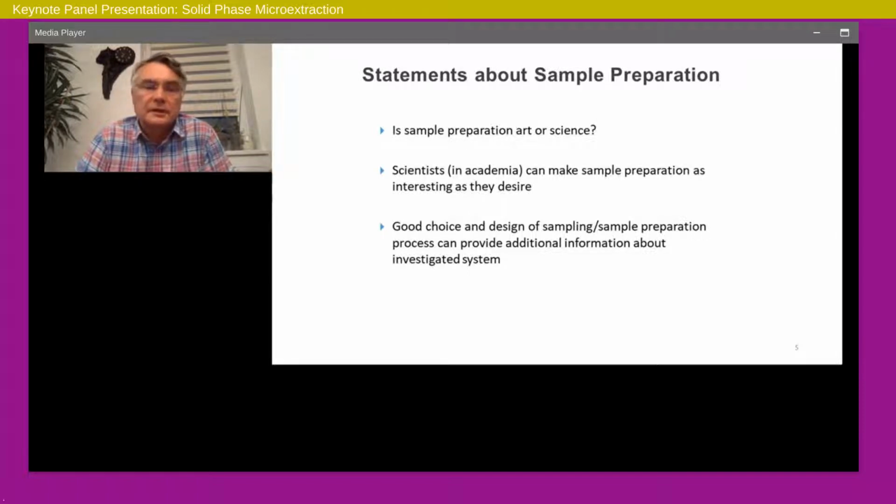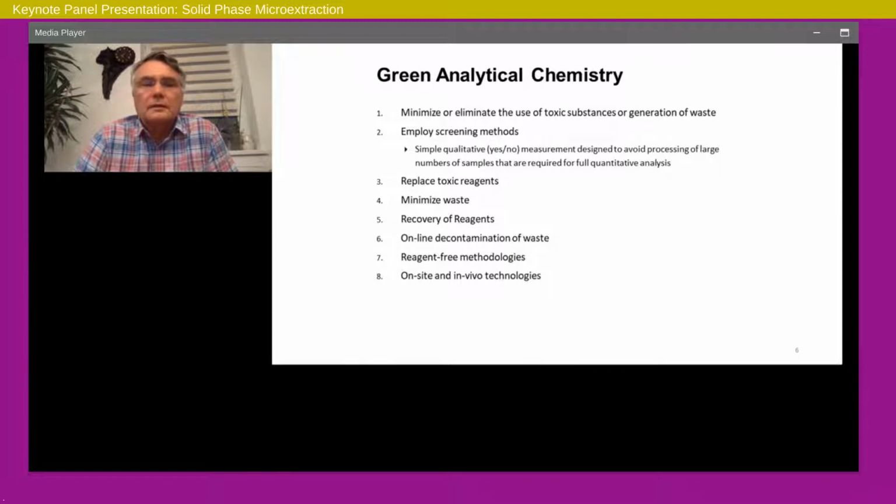So we can look at subjects in vivo, as you will see. We can look at very difficult samples and get very interesting information about the system. So basically, the choice of your sample preparation will allow you to drive the amount of information you're going to get.